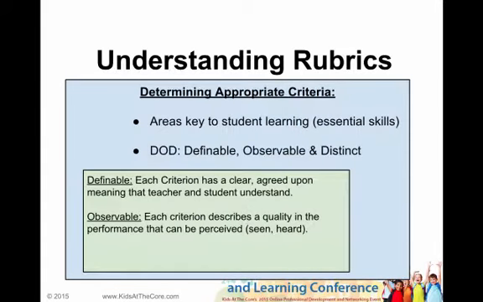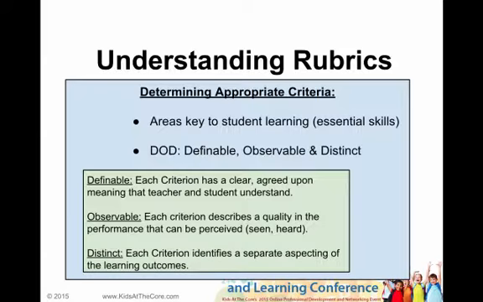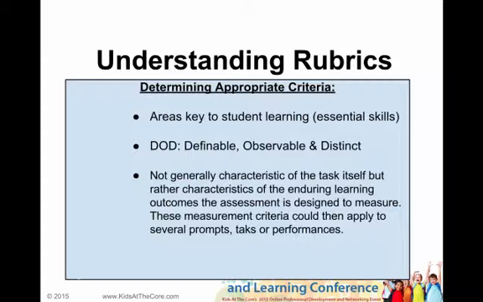Observable really means that each criterion describes a quality in the performance that we can perceive. So it has to be something that we can either see or hear. It can't be something that's very intangible because it'll be hard for you to describe that on the rubric. It also needs to be distinct. So you don't want 2 rows to measure the same thing. So each row should be distinct from the next, identifying a separate aspect of the learning you're trying to measure. Often, rubrics that are comparable for growth are not characteristic of the task itself, but rather of the enduring outcomes that the assessment's going to measure.